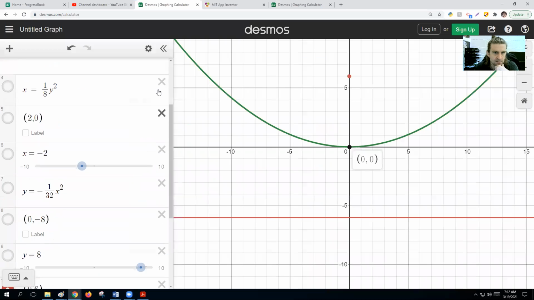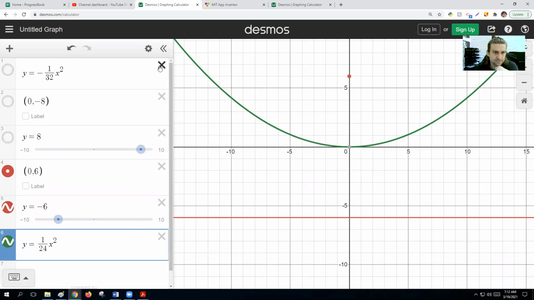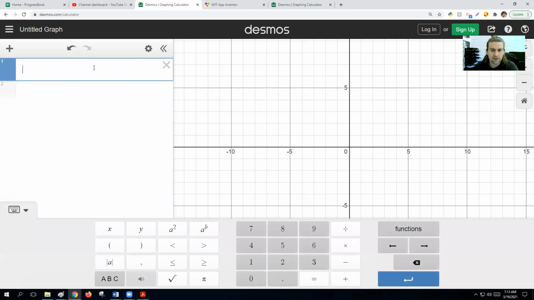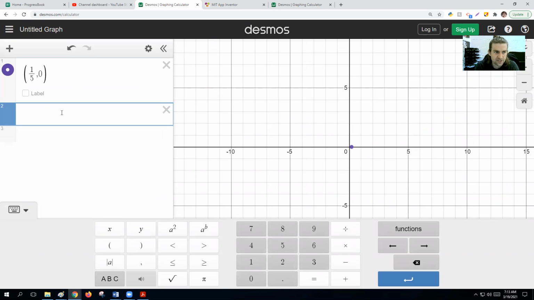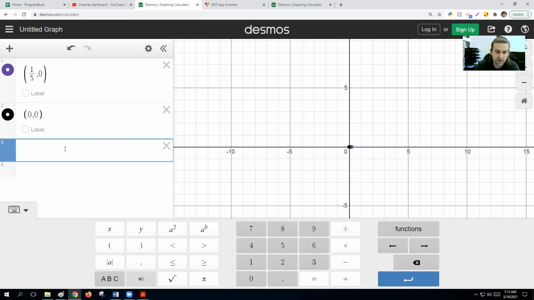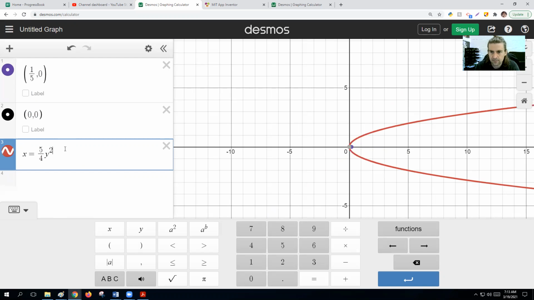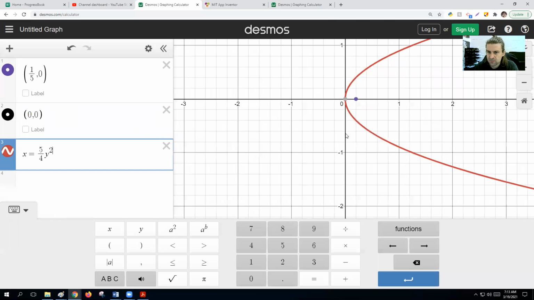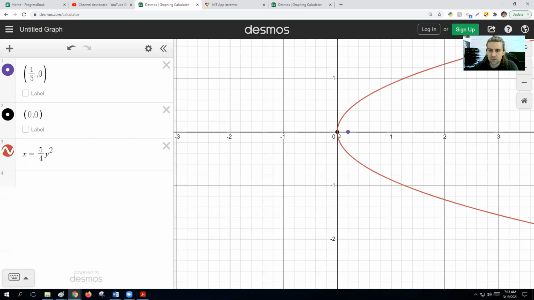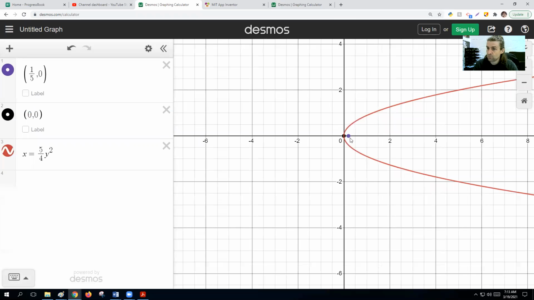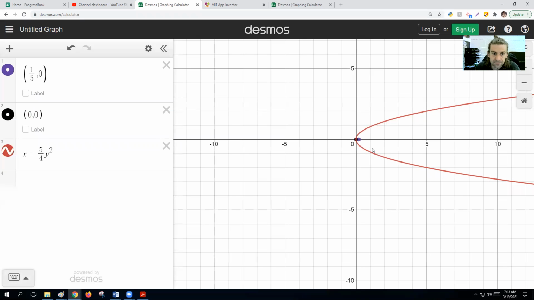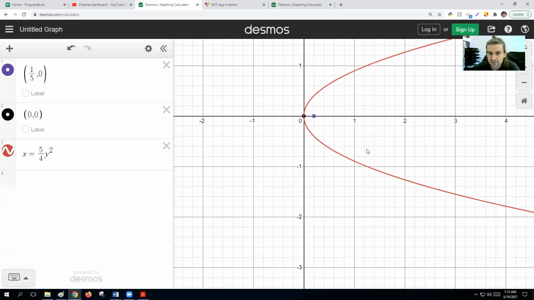So Desmos, let's just clear everything off here. All right, so we got the focus is at 1/5, 0. It's very close to 0. The directrix, or the vertex, is at 0, 0. So, and then the equation, we thought it was x equals 5 over 4 y squared. Okay, actually that doesn't look too bad. When we zoom in, you can see, yep, because the focus is so close to the vertex, the graph is not going to be as wide as if it was further away. And yeah, that seems to be the right answer.